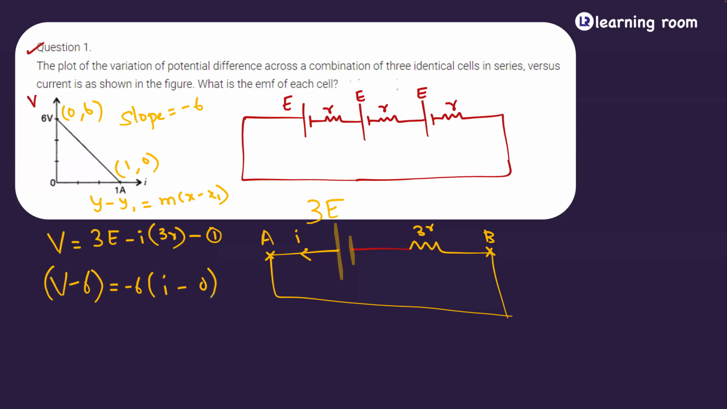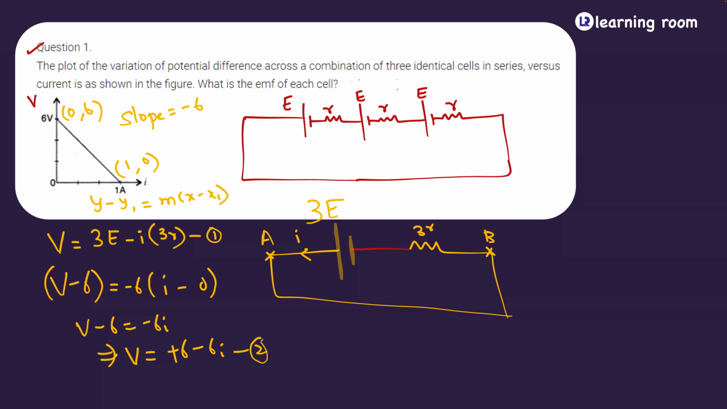Am I clear till this point? Everybody? Okay. So V minus 6 will be equal to minus 6I. Right? V minus 6 is minus 6I, which implies V is equal to, sorry, plus 6 minus 6I. Let me call this equation number 2.